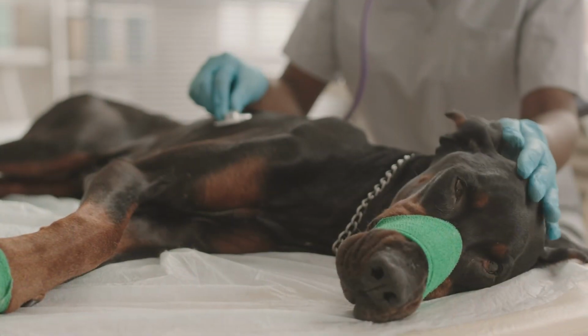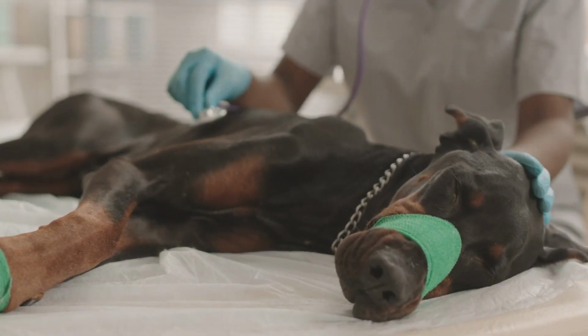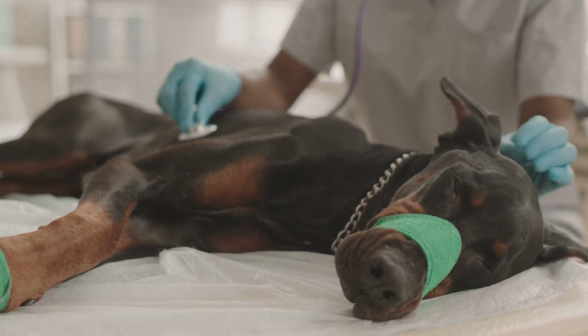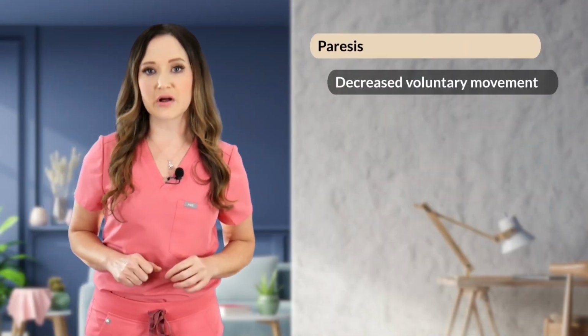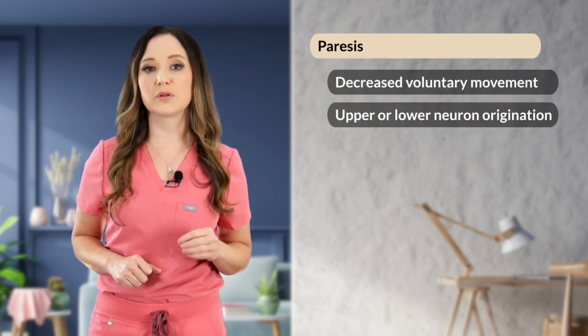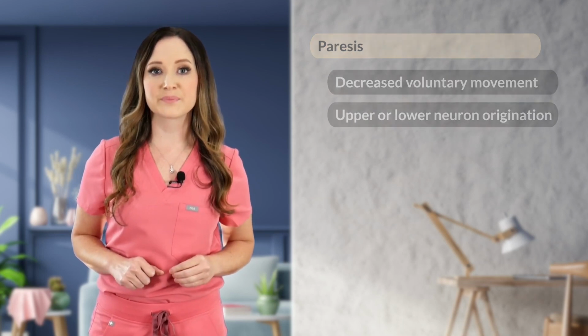Weakness implies an issue with the motor unit in the lower motor neuron cell body of the spinal cord, the peripheral nerve axon and/or the myelin, neuromuscular junctions, or the muscle itself. Paresis describes decreased voluntary movement and originates from either the upper motor neuron or lower motor neuron lesion.